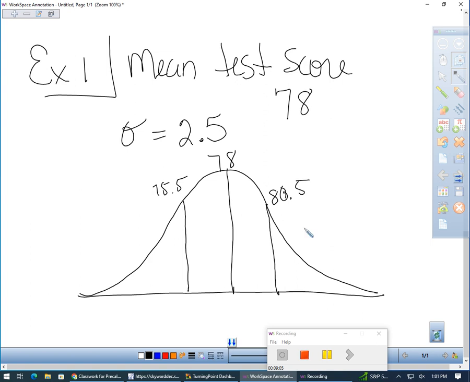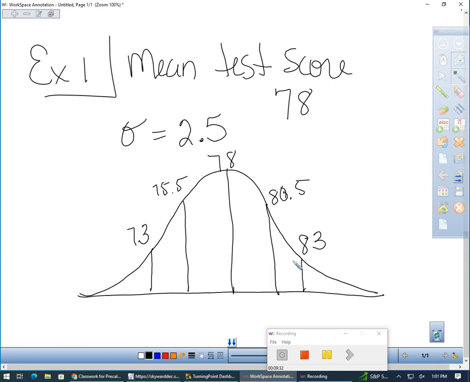Okay? If I go out another standard deviation, I would add another 2.5. So this would be an 83. If I went this direction, I would subtract another 2.5. So this would be 73. So that would mean that exactly 95% of the scores are between a 73 and an 83. Okay? Now, if my standard deviation was greater, then there would be a bigger score gap in between the two sides, right?